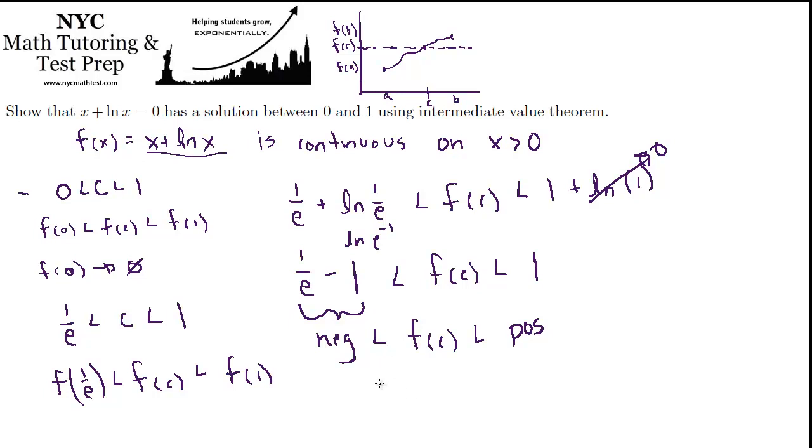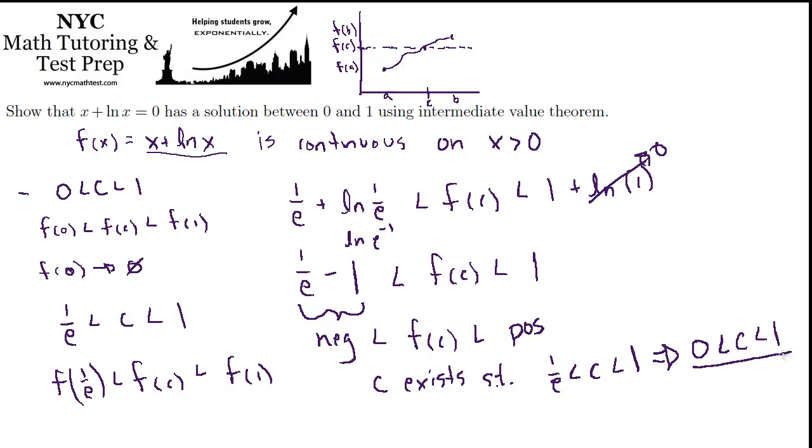We can say there must be a value of c. c exists such that 1 over e is less than c is less than 1, which implies, I don't know exactly how we want to write this. This is not the most formal way to write this, but I'm hoping that it just makes some sense, that clearly 0 must be less than c is less than 1, because 0 is less than 1 over e. So hopefully that helped, and hopefully this makes sense too.